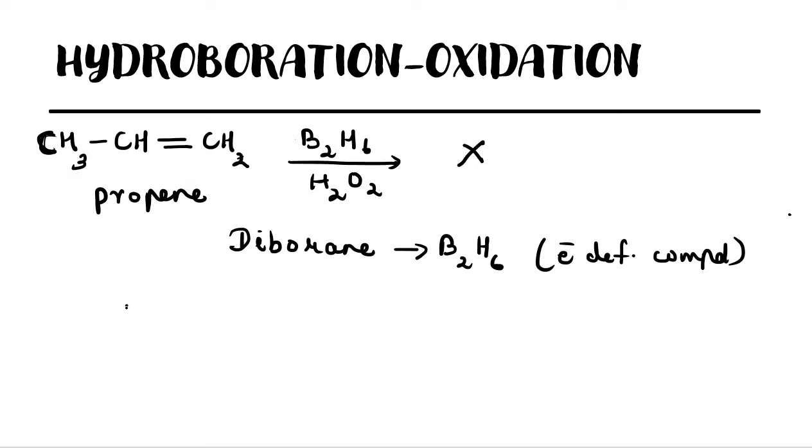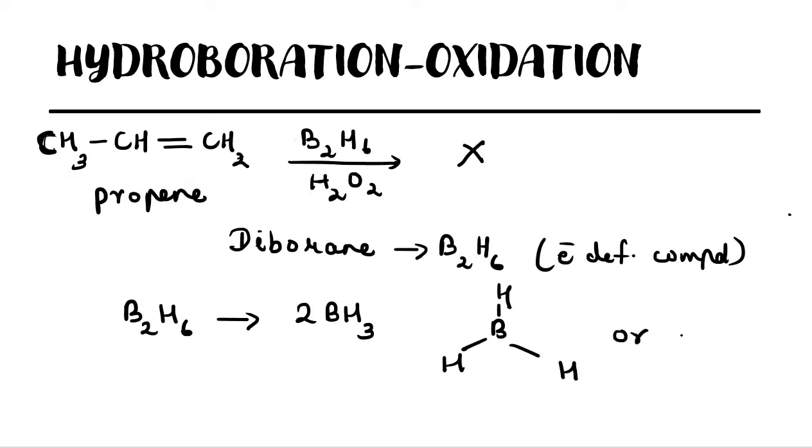Now, B2H6 can be represented as 2BH3, or we can write it as HBH2. Now let us consider the hydroboration reaction.